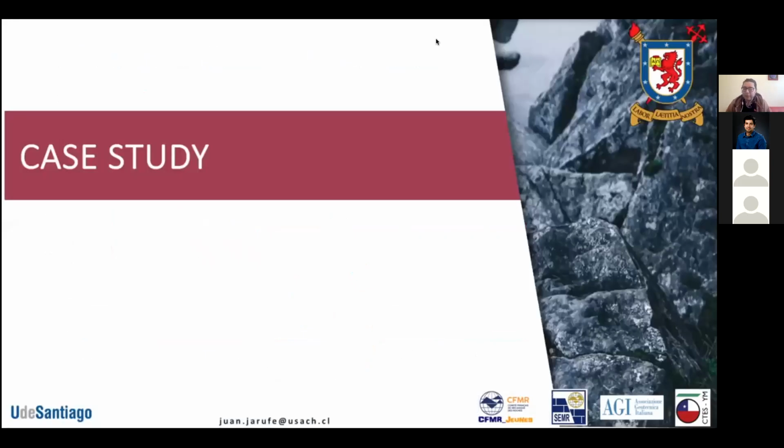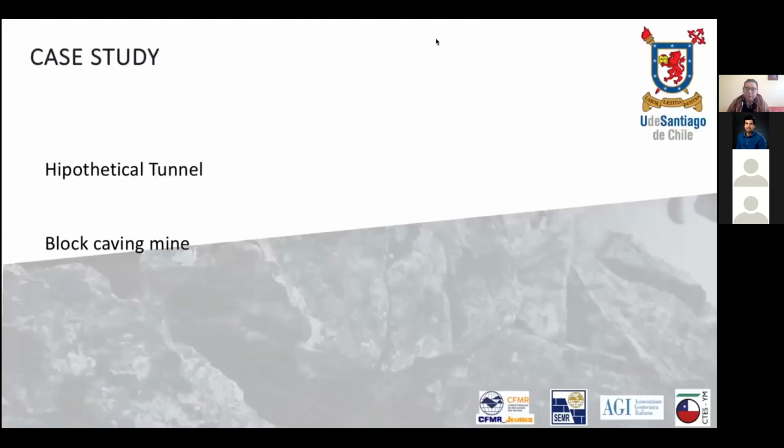So that is the theory, and I will show you a couple of case studies. One is a hypothetical case, just to get an understanding of how this can be used, and the other is a real case study of a block cave mine, based on a paper published by Potvin and others, the same one I showed you before. I just took that data and, based on that, I calculated the probabilities.